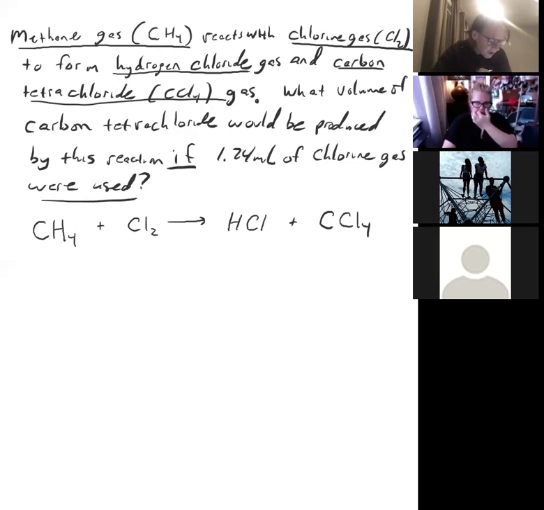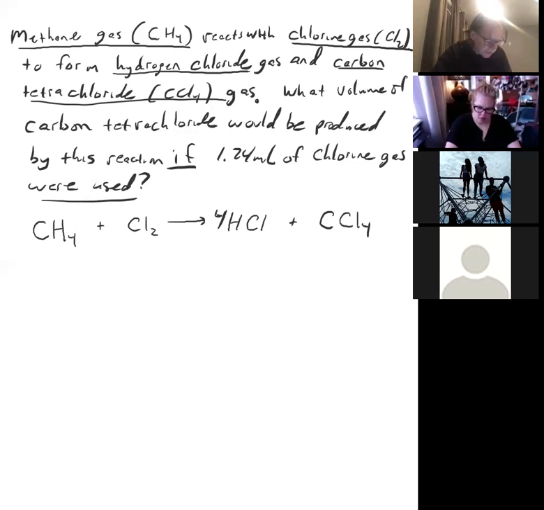Looks like there's one carbon on the left and one on the right. There are four hydrogens on the left, but only one on the right. So I'm going to put a 4 in front of the HCl here. Okay, so our carbon and hydrogen are both balanced.